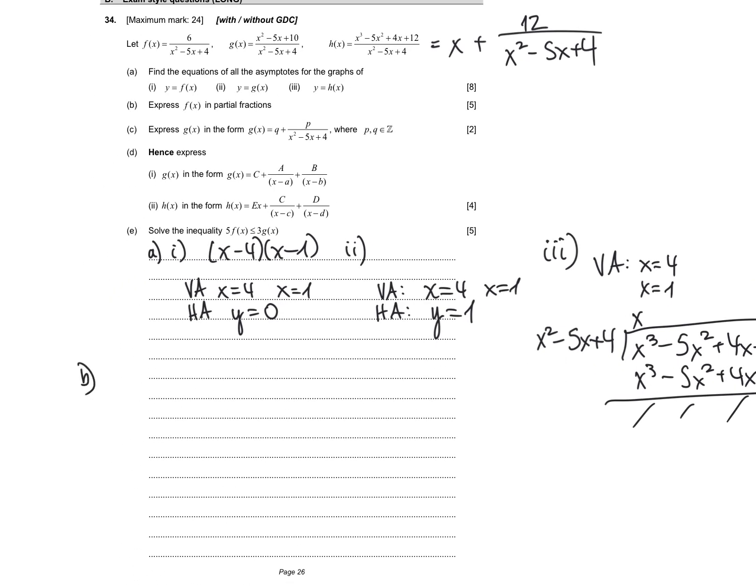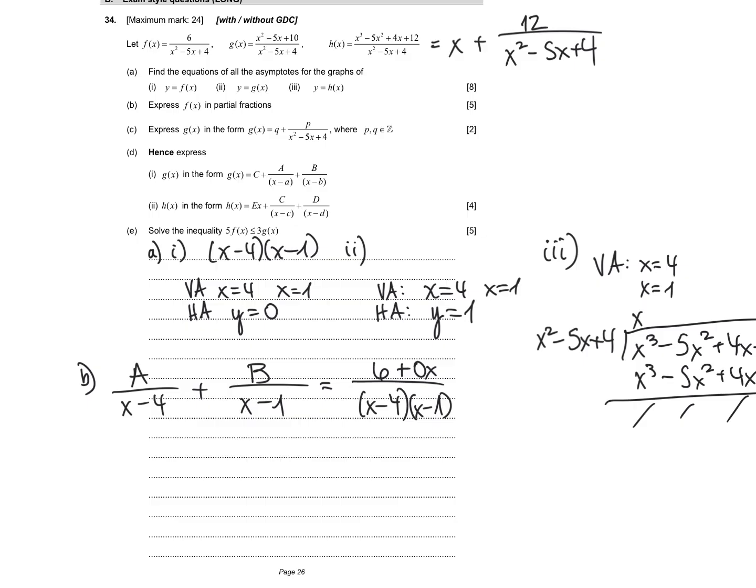Okay, so now B, express f in partial fractions. So for f, we're going to have a over x minus 4 plus b over x minus 1 equals 6 over x minus 4, x minus 1. So 6 plus 0x, okay?